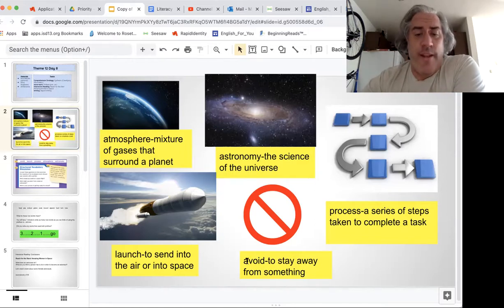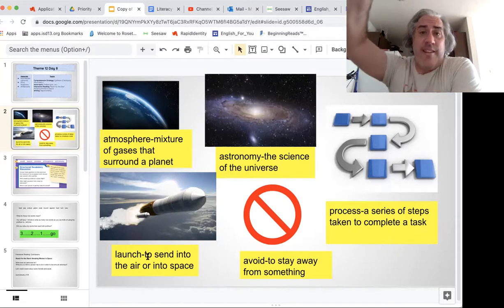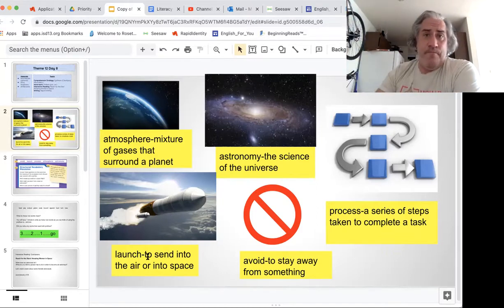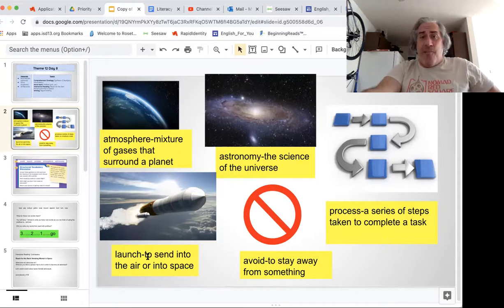That's avoid. And finally, launch. I bet you all kind of know what launch is, or else you can guess from the picture. Launch is to send something into the air or into space. Launching a paper airplane is something that kids like to do, right?